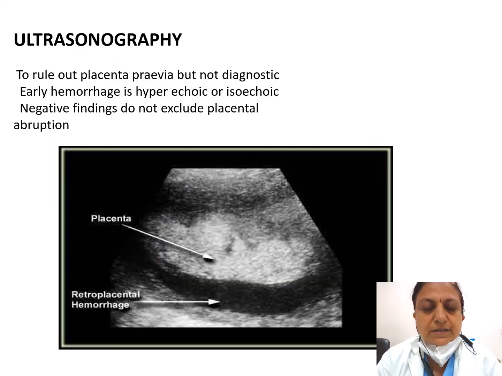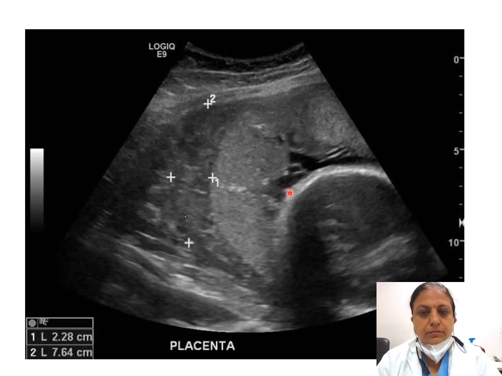As I have told previously also, the ultrasonographic main role is to rule out placenta previa, but it is not diagnostic in abruptio placentae. Early hemorrhage is hyperechoic or isoechoic. Negative findings do not exclude placental abruptio. Here in this sonographic picture, you can see that there is an organized blood collection which is hyperechoic in appearance. So this is again another feature of the ultrasonic presentation of abruptio placentae.